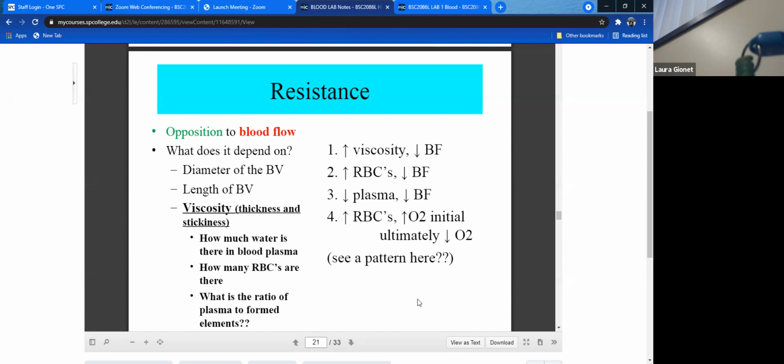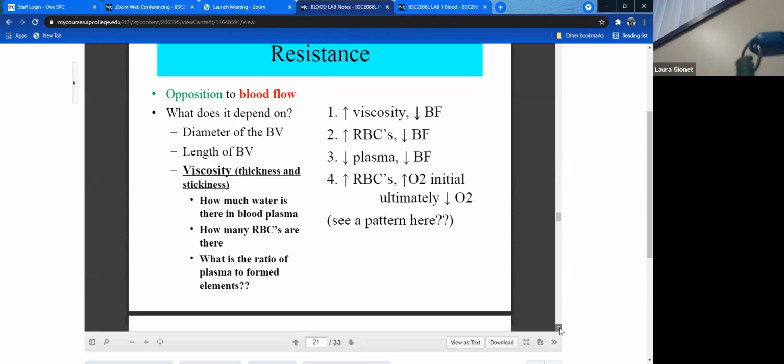But if that red blood cell number starts to get higher and higher, and now you have more formed elements than you do plasma, the blood is flowing much more slowly, and you're not delivering as much oxygen. So ultimately, you are delivering less oxygen over time. Even though you have more red blood cells, you're just not flowing as fast.